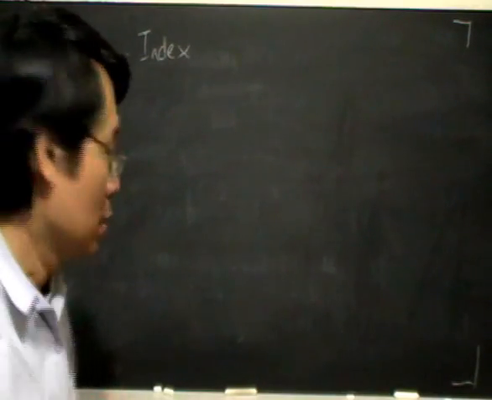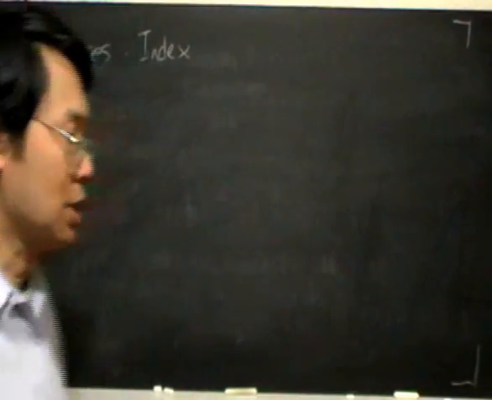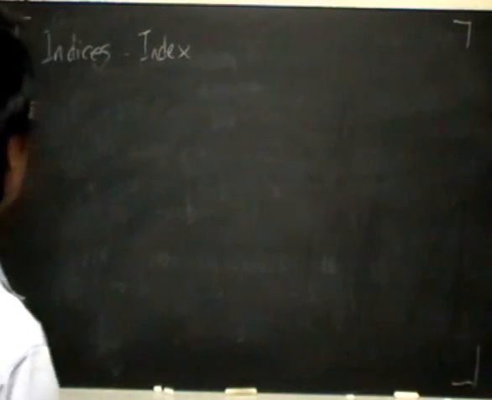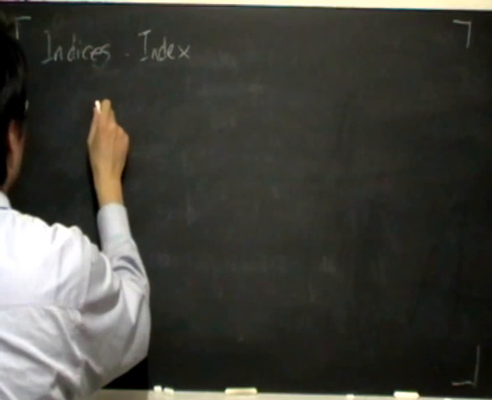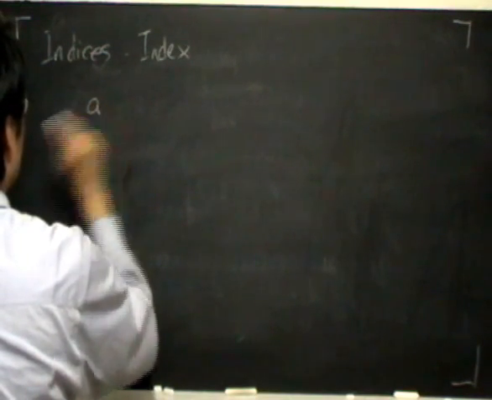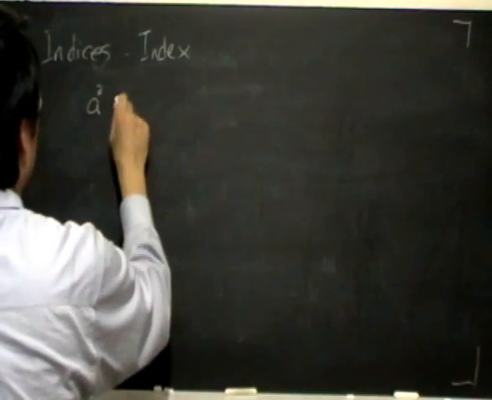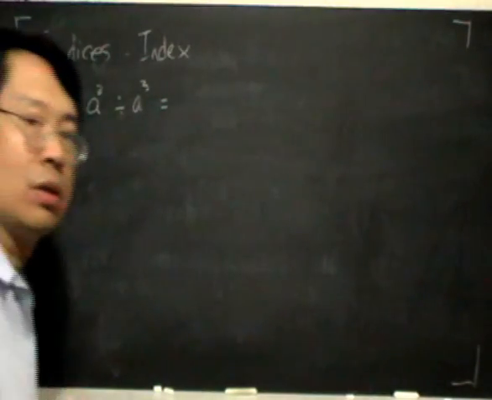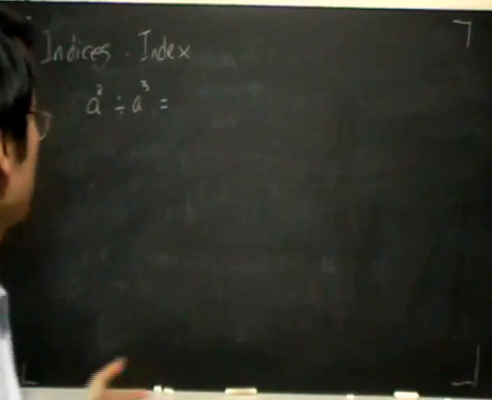Now, following from the rule that we've just learned, let's look at one example. Suppose that I have to take a squared and divide it by a cubed.